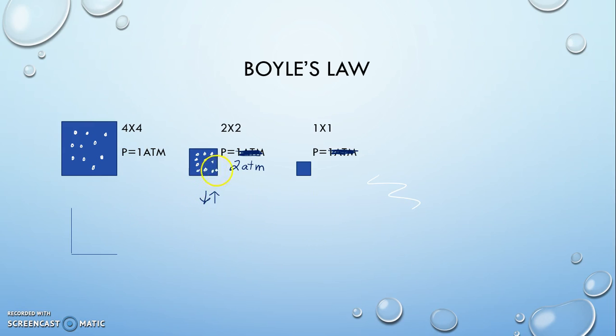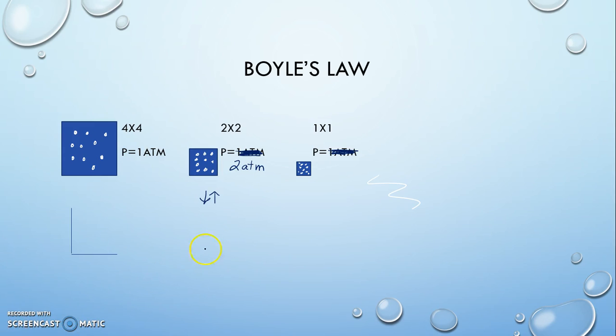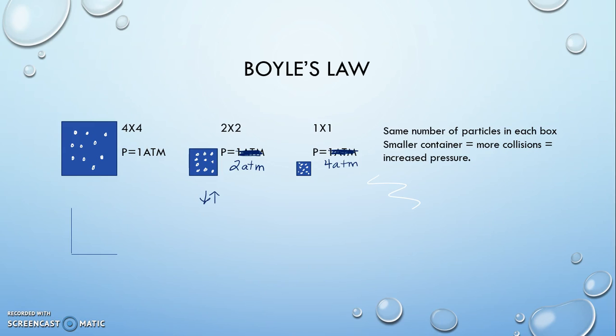Okay, well, anyway, so I take that same gas and I put it into an extremely small container. So what's going to happen to that pressure there? Well, it's going to go up again, right? So at 2 atmospheres, because we've just shrunk it in half again, now it's going to be at 4 atmospheres. So it's just going to keep going up by the same proportion that you take the volume down. Same number of particles in each box, smaller container equals more collisions, which is going to give us an increase in pressure.